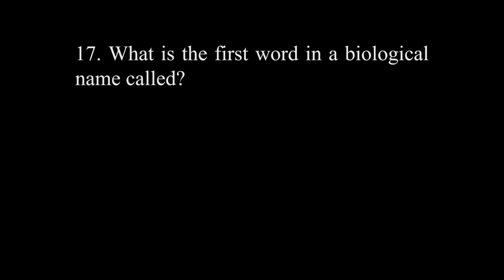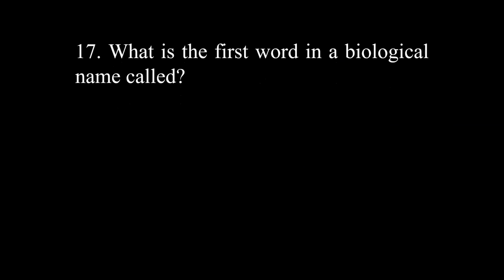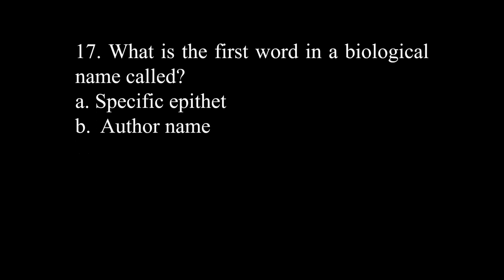The next question is: what is the first word in a biological name called? A. Specific epithet. B. Author name. C. Genus. D. Taxa. The correct answer is C.